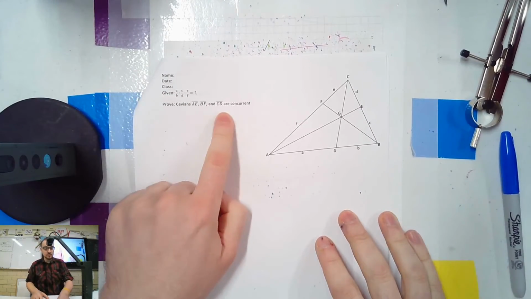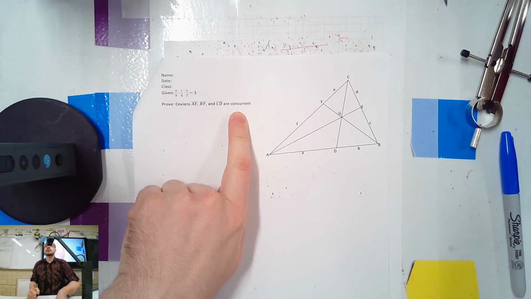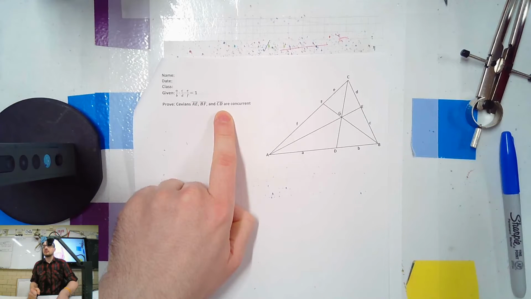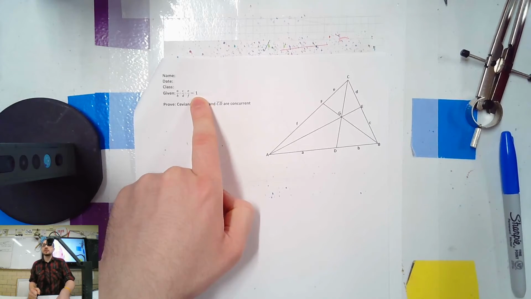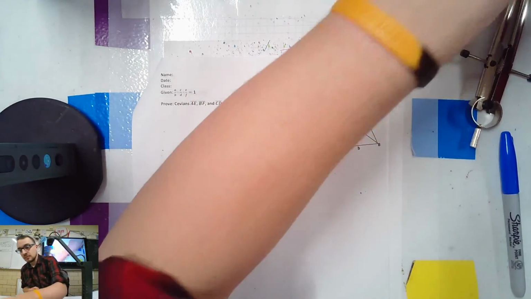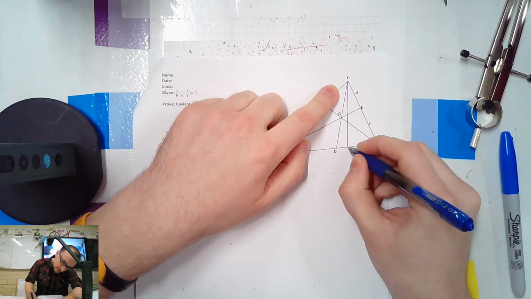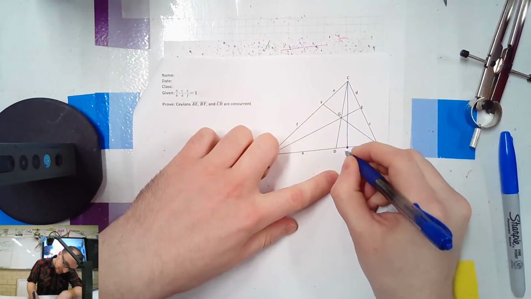We're going to assume that these aren't concurrent and show that it's impossible for this to be true if they're not concurrent. Does that make sense? Therefore, they must be concurrent, and this is true only if they're concurrent. So here's what I'm going to do. I'm going to draw a little line from here to here. I'm going to call that H.